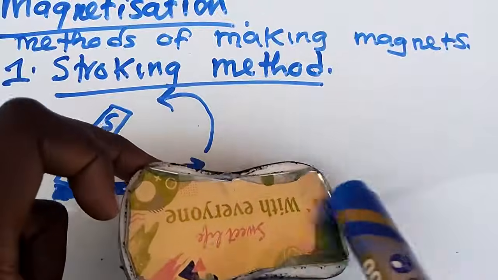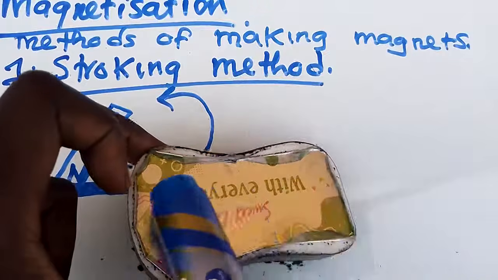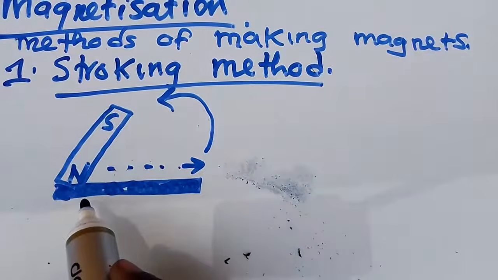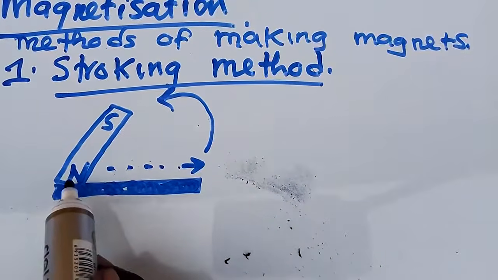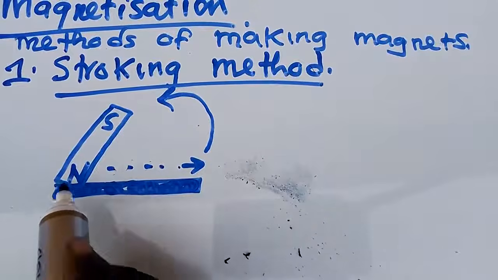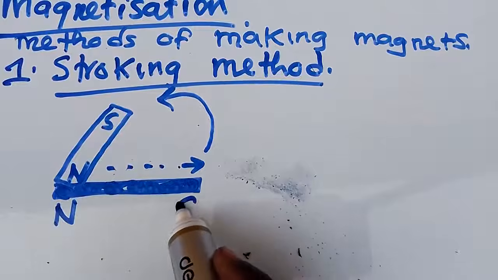Doing this, this is what I'm doing. Have you seen? This is called stroking. This is what I'm actually doing here. So here, where it is landing, have you seen where it is landing? The first part where it is landing, this part will become the north pole. Then this one will become the what?